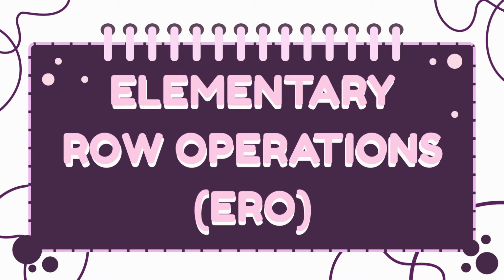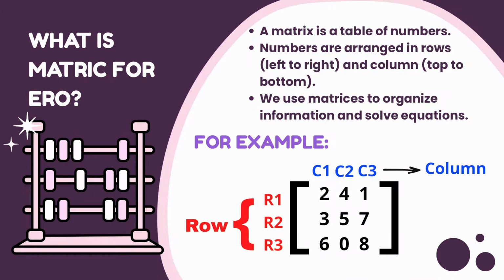This video will show you how to solve equation using ERO method. Before we learn about ERO, we need to understand what a matrix is first. A matrix is simply a table of numbers that is arranged in rows and columns. Rows go from left to right and columns go from top to bottom. We use matrix to organize information and to help us solve system of linear equation.